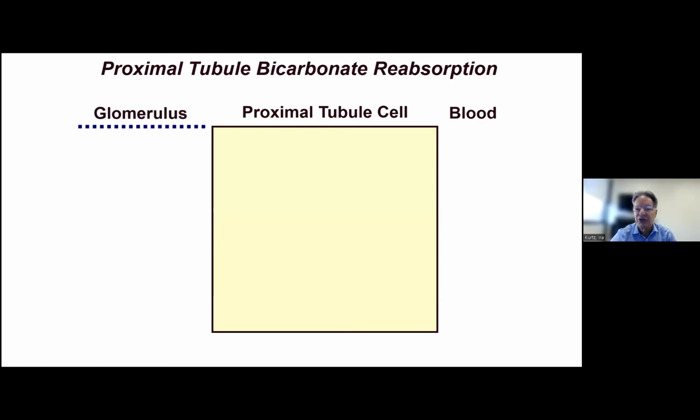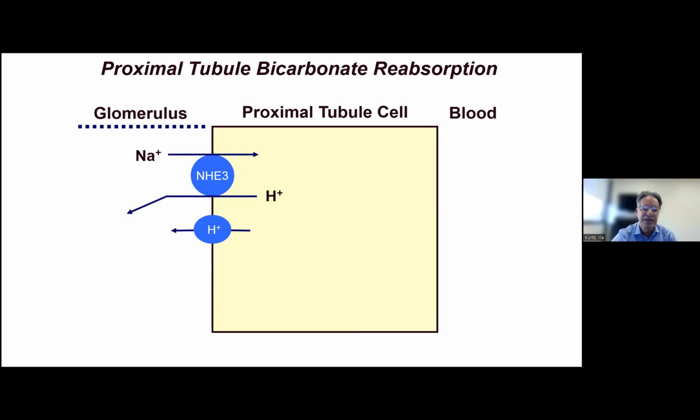So let's again review how bicarbonate gets reabsorbed. And remember, the important concept is it doesn't get absorbed directly. It's an indirect process. And the first thing that has to happen is protons have to be secreted by the proximal tubule cell into the glomerular filtrate. And there's two mechanisms for doing that. The major mechanism is via a protein called NHE3. NHE3 stands for sodium hydrogen exchanger 3.